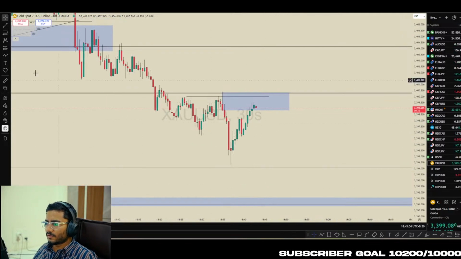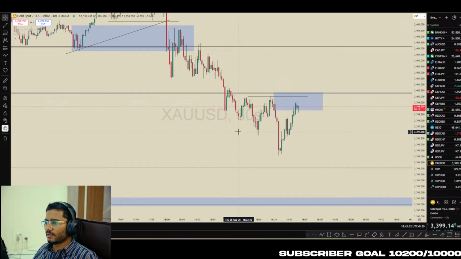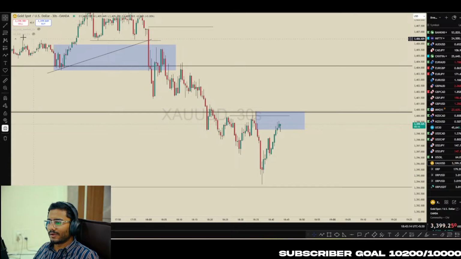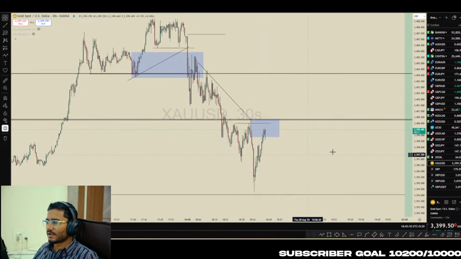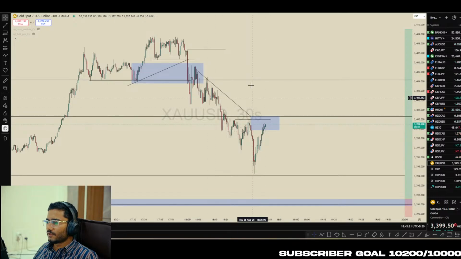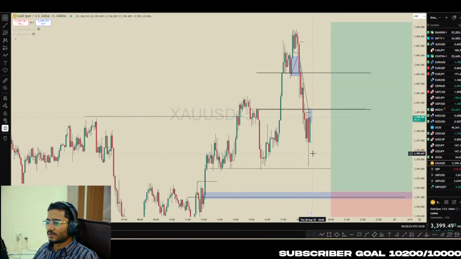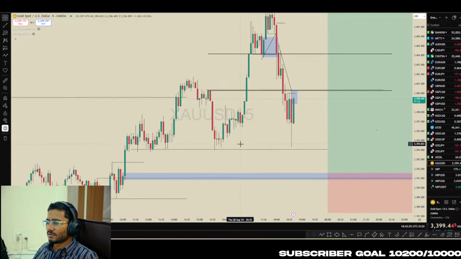But if this breaks, then because this is an inducement, we look for a continuation after this to the upside, something like this. And everything about the structure, everything is liquidity. So price will not react from any of the order block. So we can use this as a target after the structure break. It's reacting just based on these equal lows, like support resistance zones, just like yesterday.